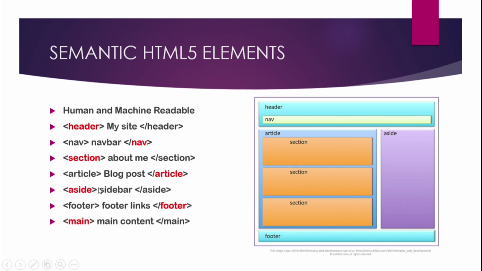Then we have article. Article is nothing but a blog post, or you want to add two or more elements together, then you can use an article. Aside is nothing but the sidebar. You can see here the sidebar, where you can mention the graphs, or the time. You can have the quick links, like some information about your projects. You can add those links in the aside bar.